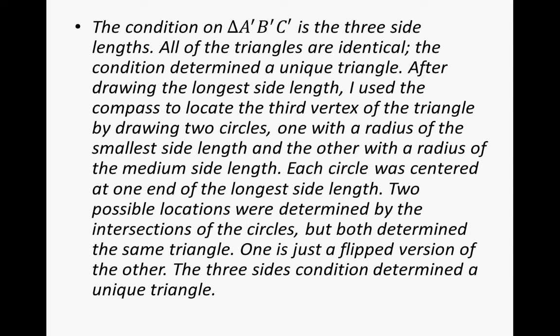After drawing the longest side length, I use a compass to locate the third vertex of the triangle by drawing the two circles, one with the radius of the smallest side length and the other with the radius of the medium side length. Each circle was centered at one end of the longest side length. Two possible locations were determined by the intersection of the circles, but both determine the same triangle. One is just a flipped version of the other. The three side conditions determine a unique triangle.